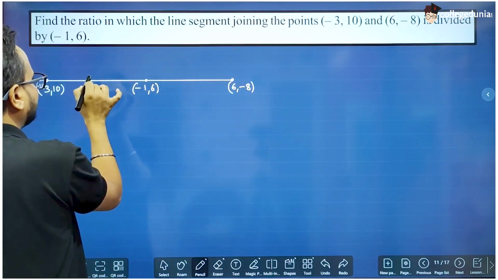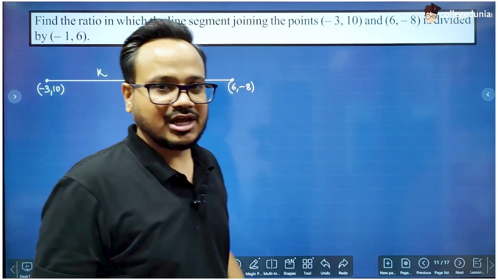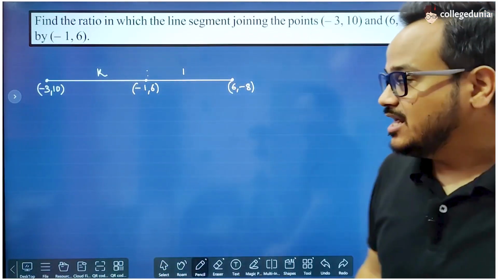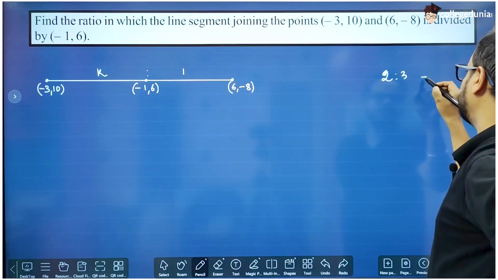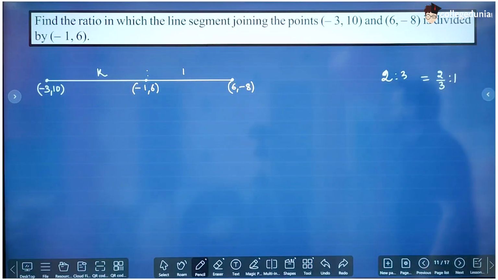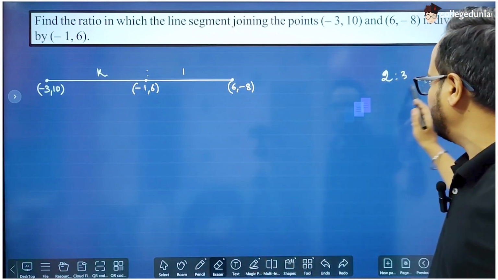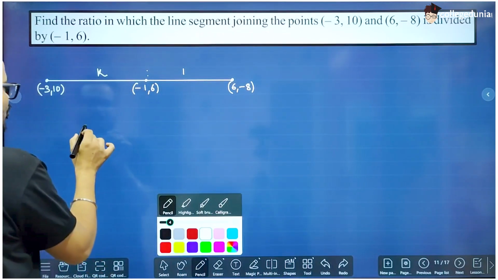Now whenever you have to find the ratio, just take the ratio as k is to 1. You don't have to take the ratio as m is to n, because any ratio m is to n, suppose we have a ratio 2 is to 3, this ratio can be written as 2 by 3 is to 1. So any ratio can be written in the form k is to 1. So just assume the ratio as k is to 1 whenever you have to find the ratio in any question, and apply the section formula.